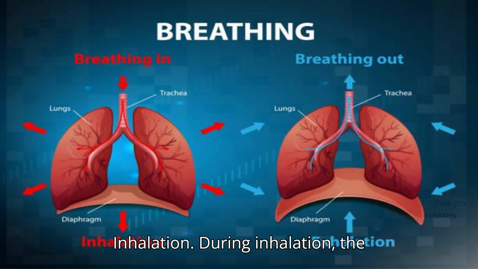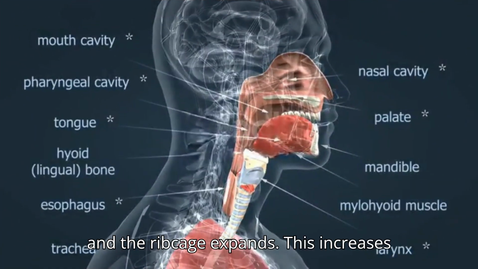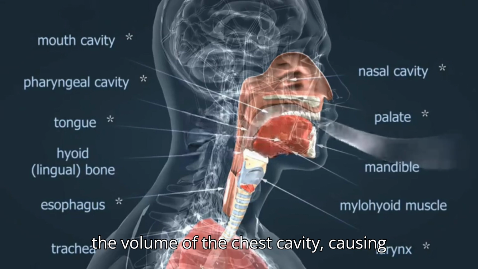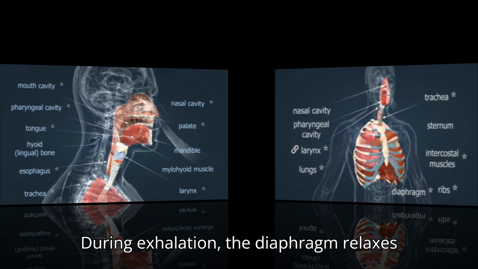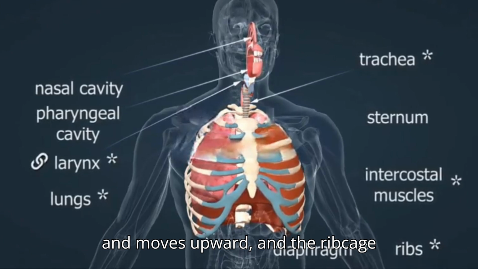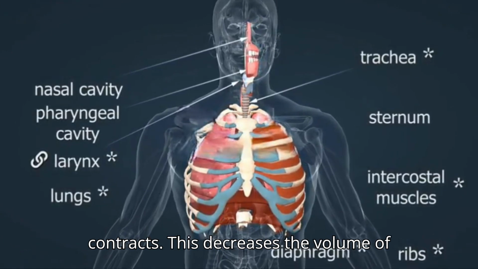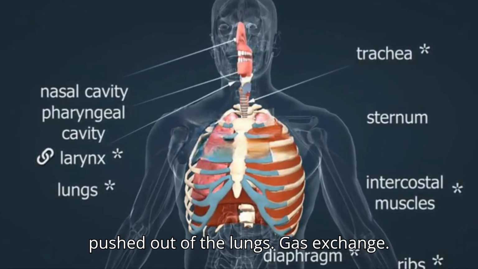Ventilation. Inhalation. During inhalation, the diaphragm contracts and moves downward, and the ribcage expands. This increases the volume of the chest cavity, causing air to flow into the lungs. Exhalation. During exhalation, the diaphragm relaxes and moves upward, and the ribcage contracts. This decreases the volume of the chest cavity, causing air to be pushed out of the lungs.